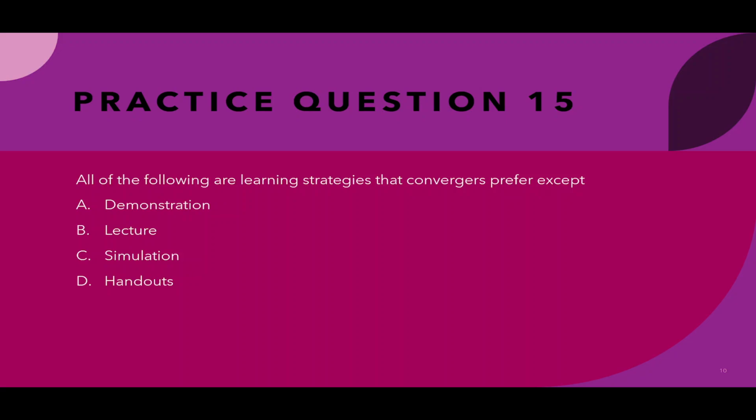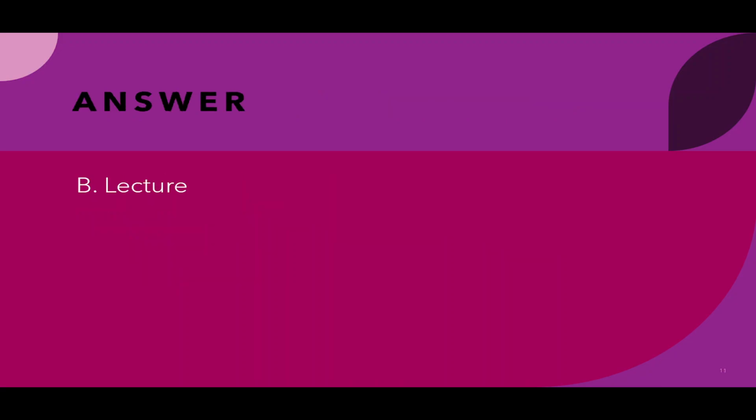All of the following are learning strategies that convergers prefer except A, demonstration, B, lecture, C, simulation, D, handouts. The answer is B, lecture. Convergers prefer learning strategies that involve problem solving, experimentation, or simulation.